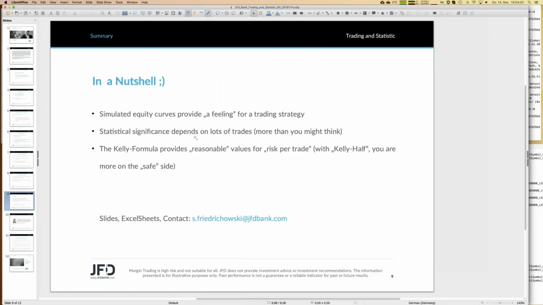That's a quite mighty tool because it answers the question of how much money you might invest for a given trading strategy. And that brings me already to my summary for today. Let me first start once again with simulated equity curves. Please do it on your own, and you can use those kind of Excel sheets or create them on your own, because that gives you really a feeling.